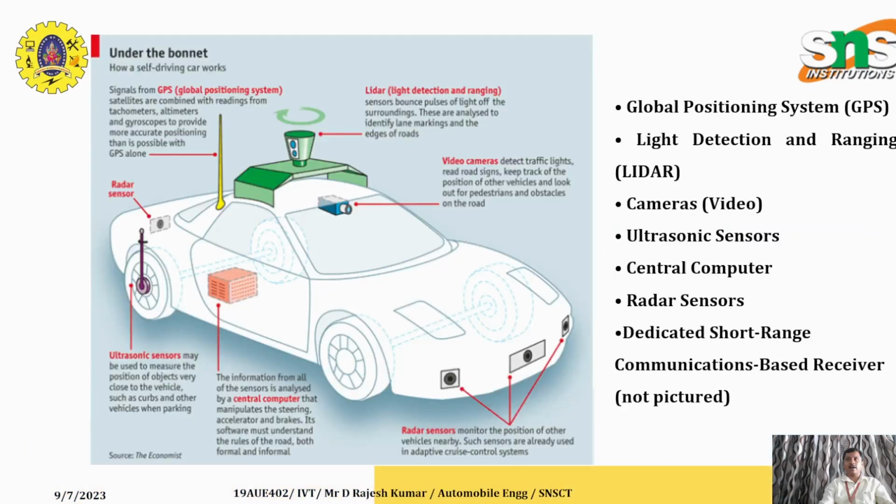And this is the slide which represents the sensors used in an autonomous vehicle: radar, LiDAR, GPS, ultrasonic sensor, central computer, video cameras, dedicated short range communication receivers. LiDAR is light detection and ranging, and GPS is the global positioning system. So these are the things that are built into the vehicle for making it an autonomous vehicle. Let us see the function of each system in the upcoming slides.